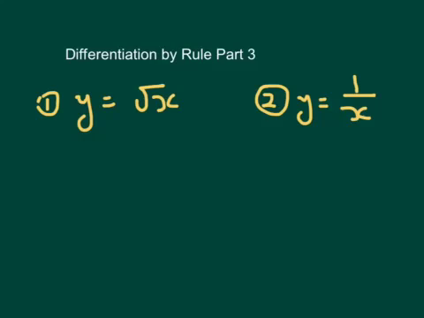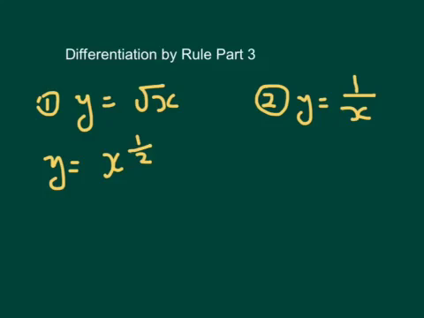Today we're looking at differentiation of some awkward looking expressions. So number 1 here, it's not in calculus friendly form, is it? Y equals the square root of x. We need to convert this to index form. That's the first thing. If you don't know how to do that, I've done a little clip on that called indices and surds in calculus that you'll find elsewhere on YouTube.